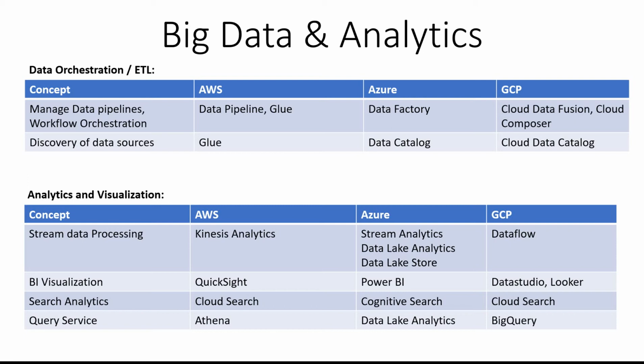So that kind of area is getting very popular, and cognitive search is also an Azure space, and that is one area where you can talk or type, and it can do the analytics based on what you type or talk. In the GCP space, it is Cloud Search. And the query service in the AWS space is Athena.